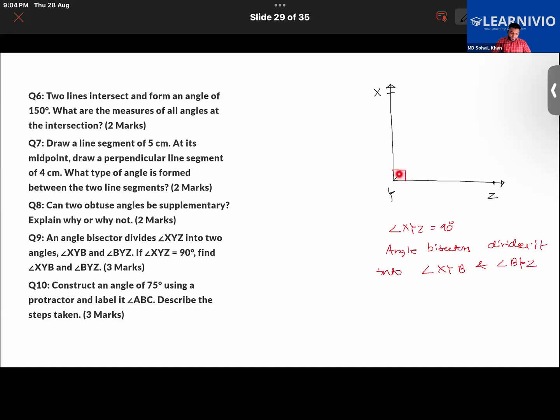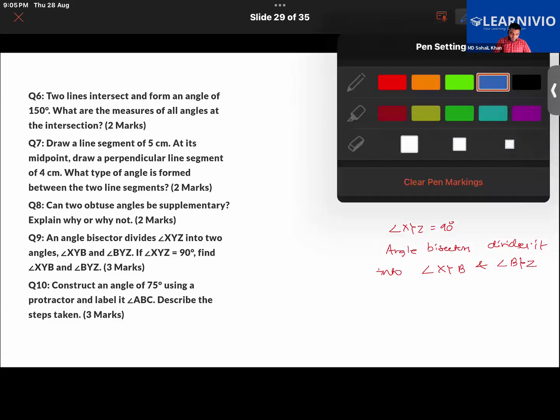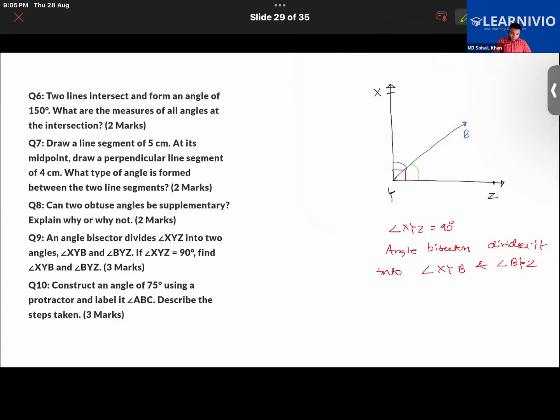Can you guys name the ray here? YB it should be. Then only we'll be able to read this as angle XYB, and thereby this will be angle BYZ.